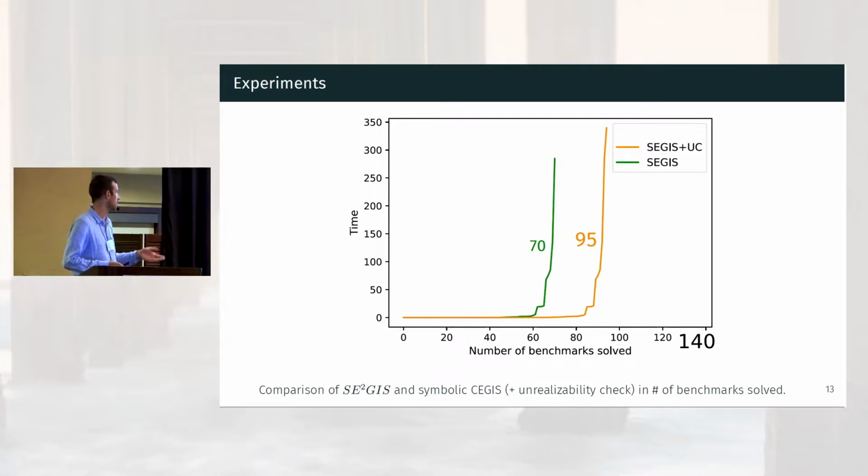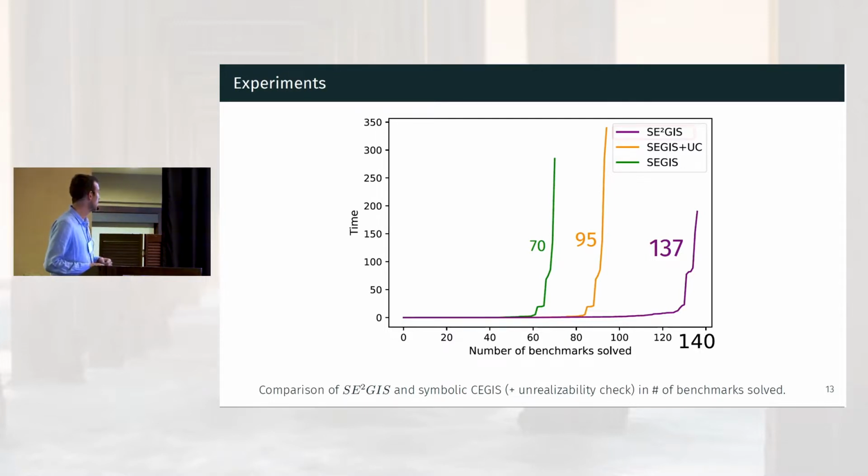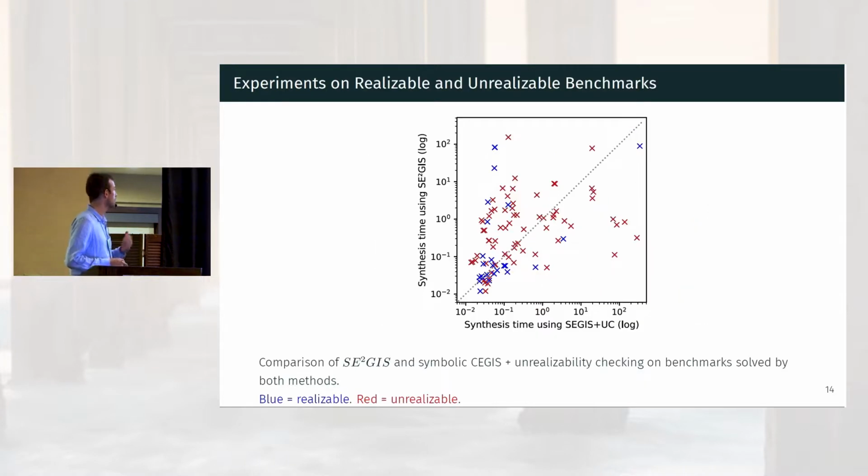So the answer here is, oh, there's no solution to this problem. And finally, if we combine the two loops together with the unrealizability, we solve 137 benchmarks over the 140 benchmarks. We can also compare the two techniques, symbolic CGIS with unrealizability checking and the combined loops C2GIS, over the benchmarks that are both solved.